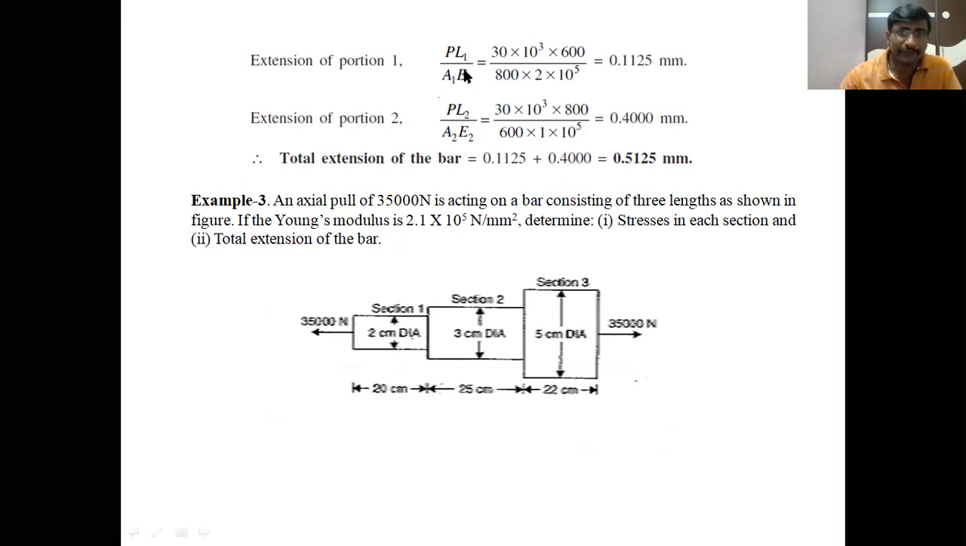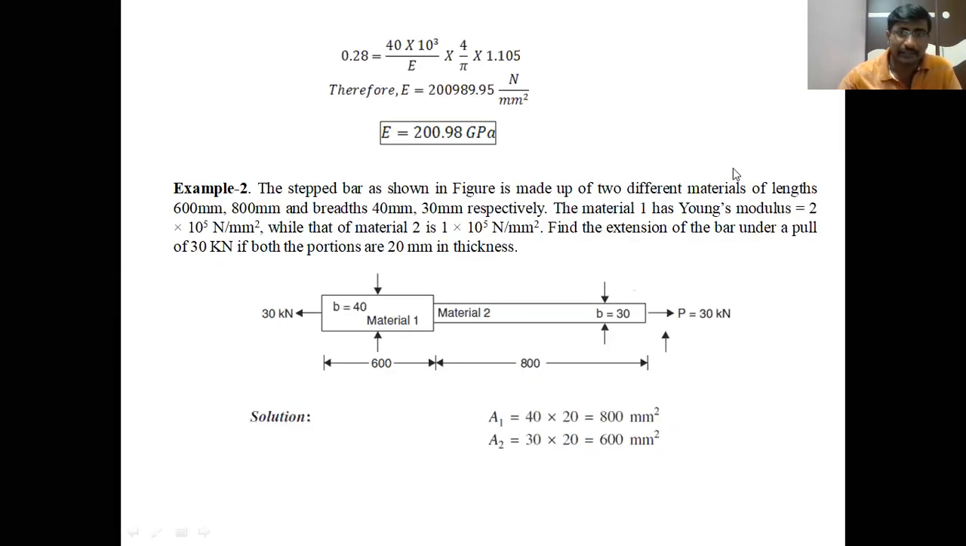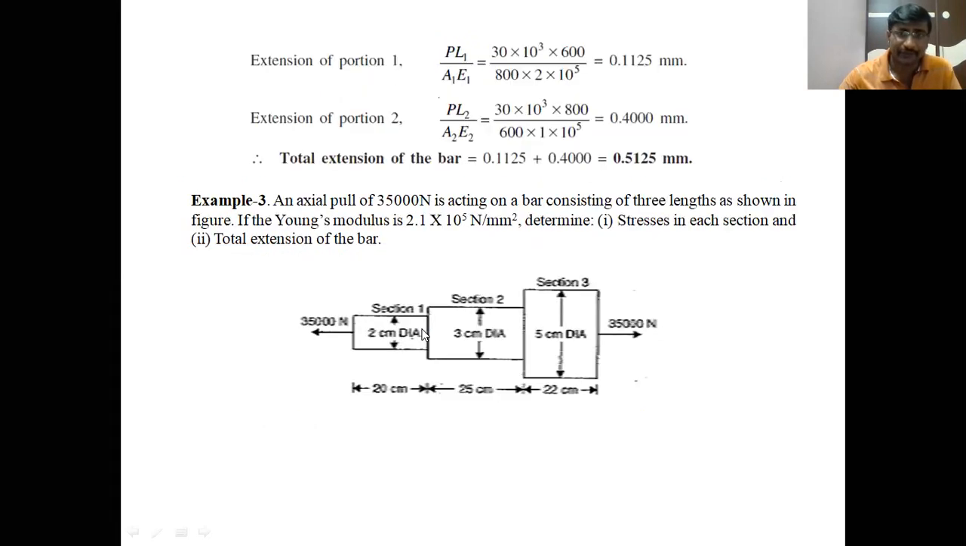The lengths are different, areas are different, and Young's modulus are also different in this case, because in the problem the material 1 has Young's modulus 2 into 10 to the power of 5 and the material 2 has 1 into 10 to the power of 5 newtons per mm square. That means two different materials are attached like this, so Young's modulus are also different.